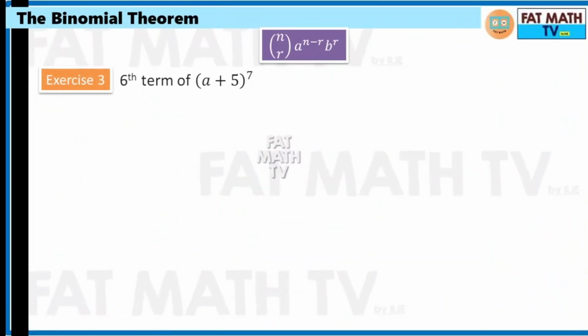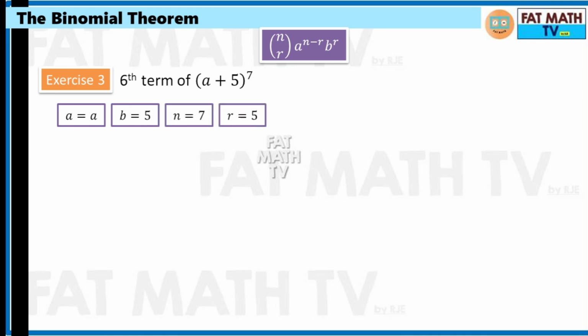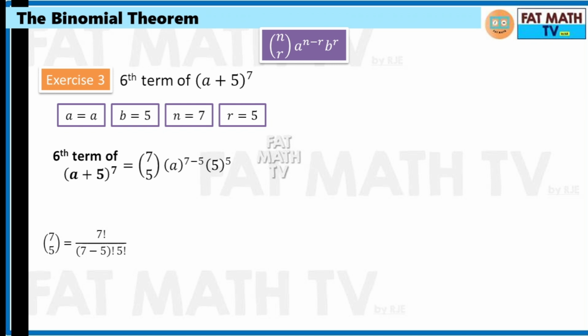And number 3. Sixth term of a plus 5 raised to 7. Our a here is a, the first term. Our b is 5, our n is 7, and r is 6 minus 1, that is 5. Okay, sixth term, so we have from the formula 7 choose 5, a raised to 7 minus 5 times 5 raised to 5. 7 choose 5 is 7 factorial over 7 minus 5 factorial, 5 factorial.